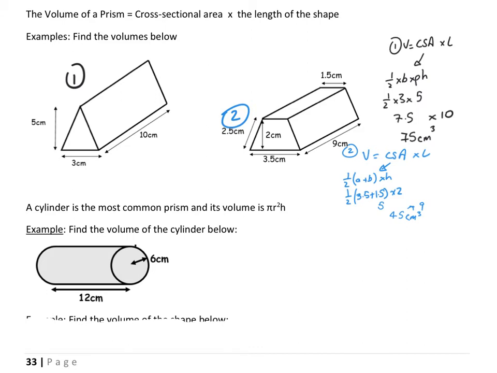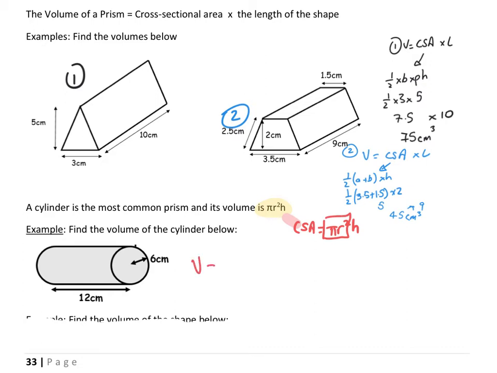The next example then, we've got a cylinder, and before that we can see that it says in the notes the cylinder is the most common prism and its volume is pi r squared h. So that's the formula. Now it's coming from the cross-sectional area times the height or the length, because the cross-sectional area is a circle, which is pi r squared, and then the length we normally just call h for a cylinder. So it's made up of the area of a circle times by the length of it.